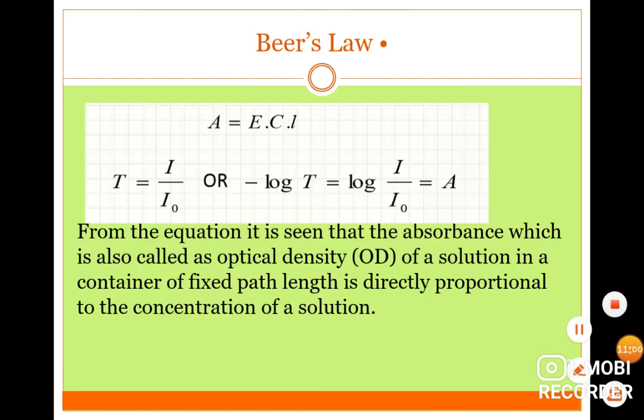Thank you. Here we discussed the Beer-Lambert law and the basic terms used in UV visible spectroscopy: what is a photon, what is electromagnetic radiation, what is wavelength, and what is frequency. Thank you.